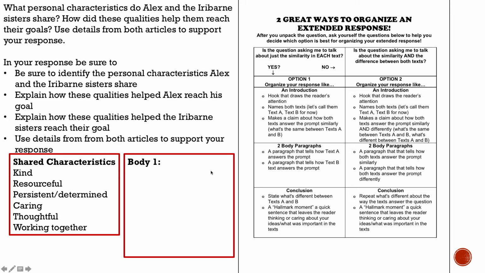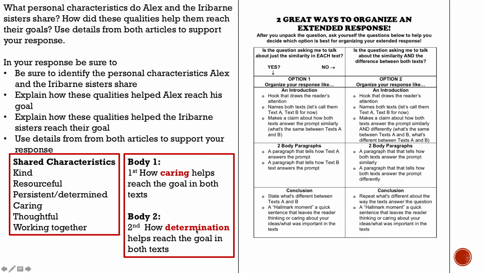Body 1 would be the first one, how caring helps them reach their goal in both texts. I think that's going to help me. And then body 2, I'm thinking how determination helps them reach their goal in both texts. So my similarity is going to be caring, right? And then I'm going to show the difference in how it helps each of the characters reach their goal. So let's lay that out in a plan.